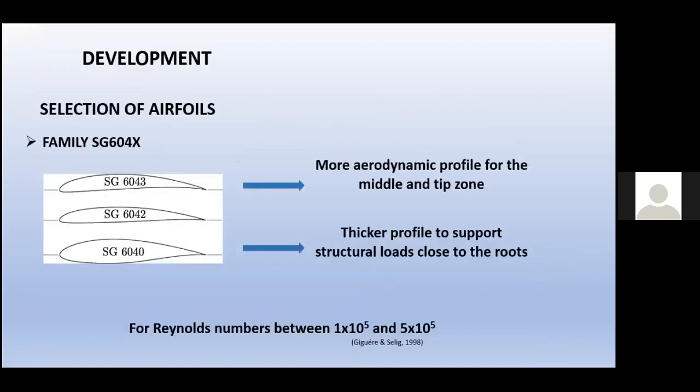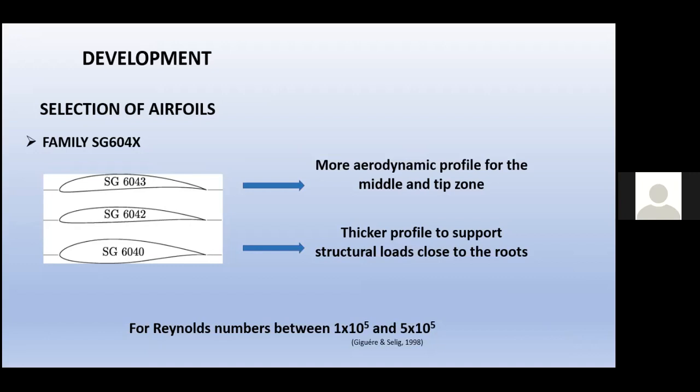Due to these disadvantages that occur at low Reynolds numbers, as a first step, a selection of airfoils to be used in blade areas is carried out. From this first analysis, the airfoils of the SG64X family were selected. More specifically, the SG6043 and SG6040 airfoils.